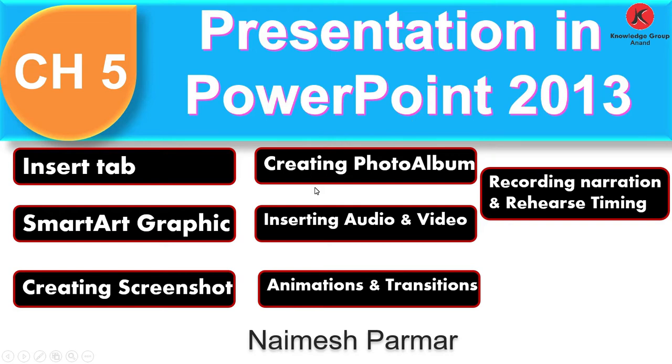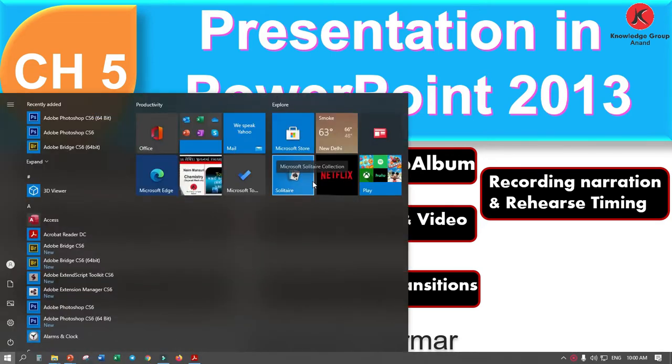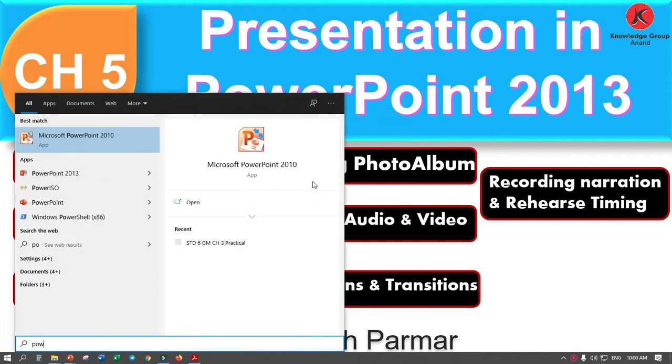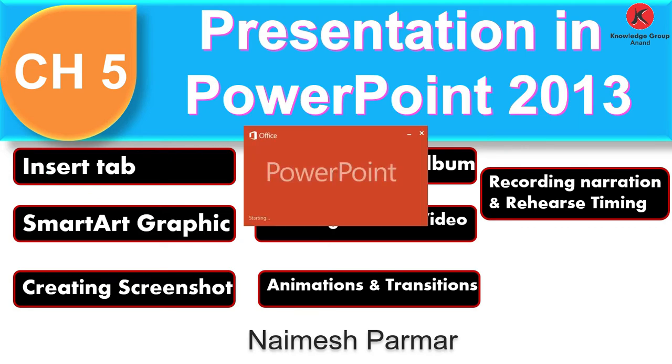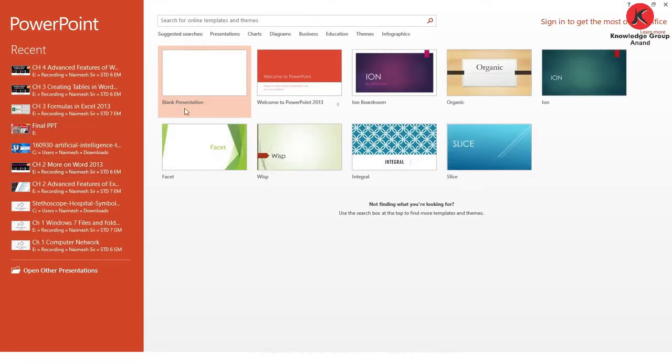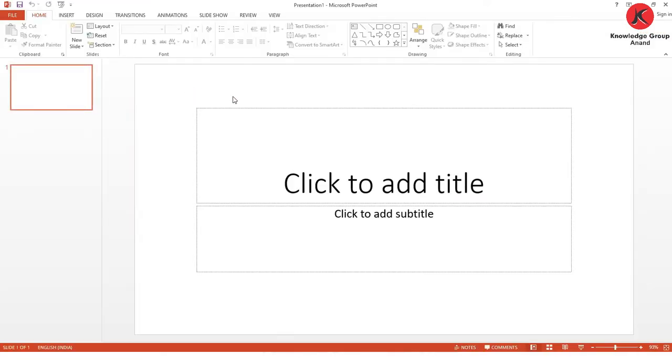Okay, so let's start. Click on the start button and type PowerPoint 2013. Here we have PowerPoint 2013. It will take some time to open it. You can see predefined templates are there. These are the designs we can use to create free templates. But if we want to use our own color, we can click here, blank presentation. So this is called the blank presentation.